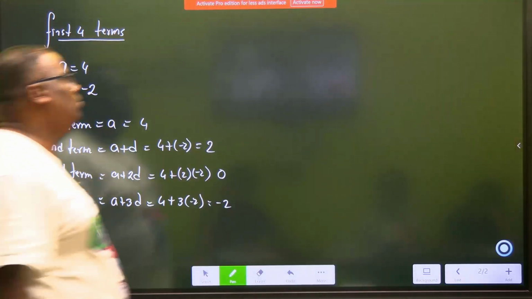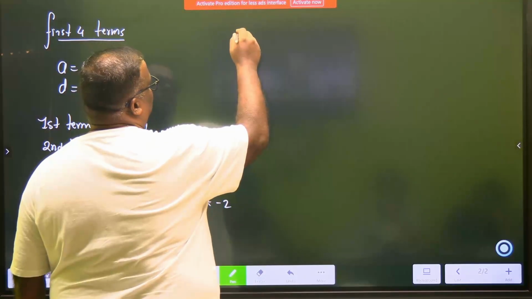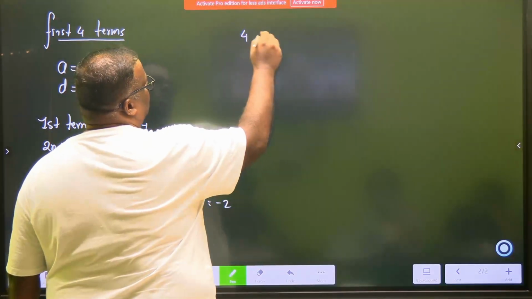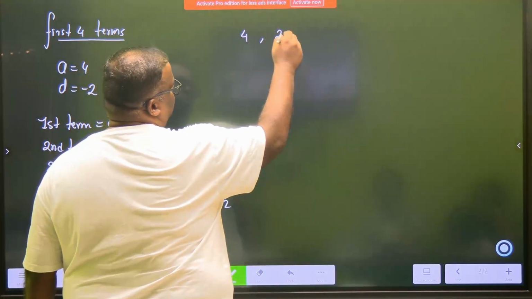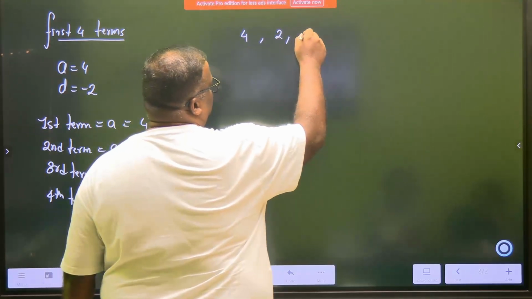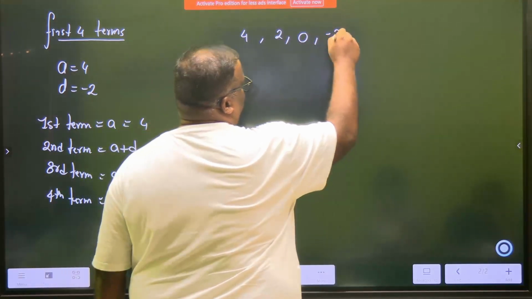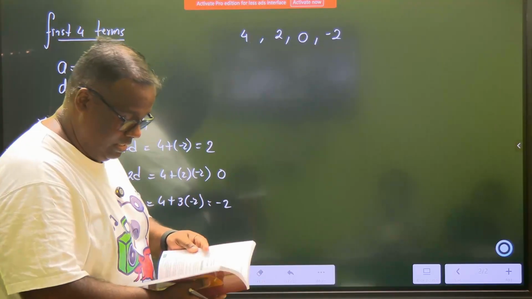And if you think that you know how to do it in a better way, then you can always write like this. The first term is 4. The second term should be 4 minus 2, which is 2. The third term should be 2 minus 2, which is 0. And then 0 minus 2, minus 2. Slowly you'll get a hang of it.